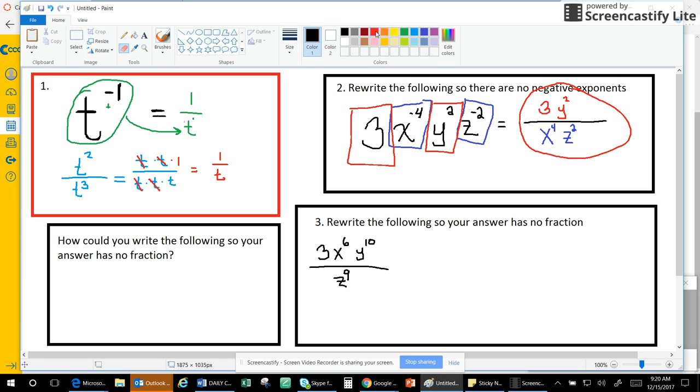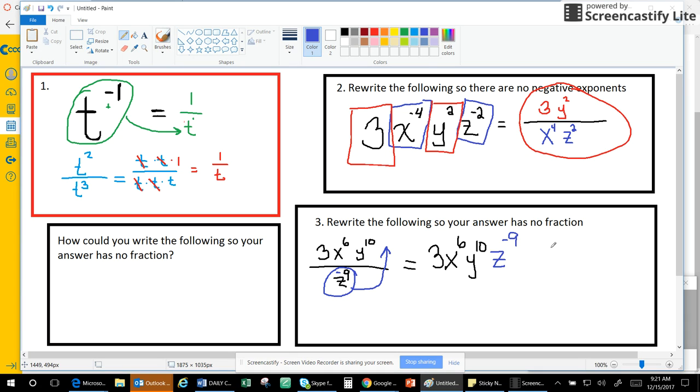Okay, in this one, our goal is to get rid of the fractions. So let's just rewrite the top, which would be 3x to the 6th, y to the 10th. And now for the bottom, to get it to the top, we change the positive exponent to a negative. So this would become z to the negative 9. Now, there is a lot of debate among mathematicians on which you prefer. Do you prefer the negative exponents? Do you prefer the fractions? It's all a matter of taste. Make sure you're paying attention to the problems.